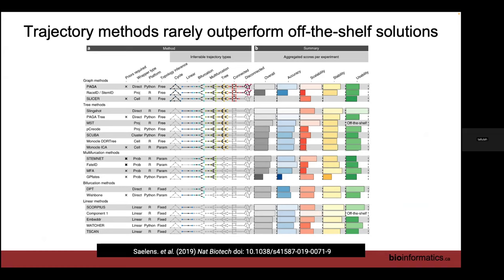Yeah, so this is just a comparison of some of them. And there's not really a global winner. They suggested slingshot as the overall best method, but PCA was a close 2nd or 3rd.